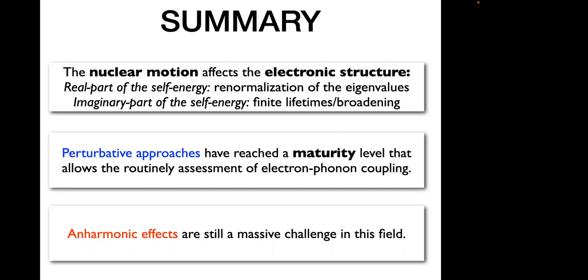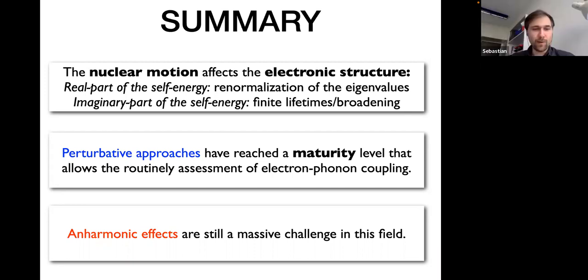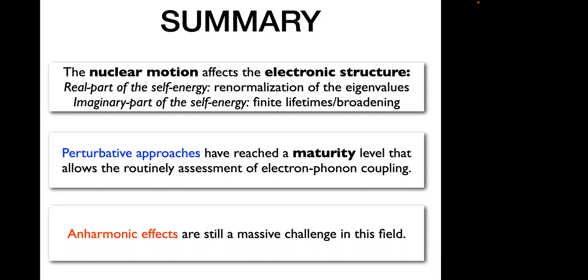Thank you very much. There is a raised hand by Badal. Hi, thank you. So from your summary's first point, you mentioned this nuclear motion affects the electronic structure. So I was wondering how important is electron-phonon coupling in heavy systems? I mean, heavy nuclear systems, for example, uranium or something like that.